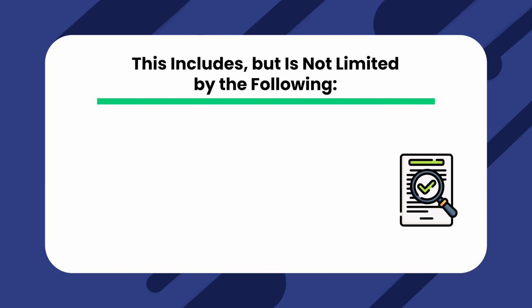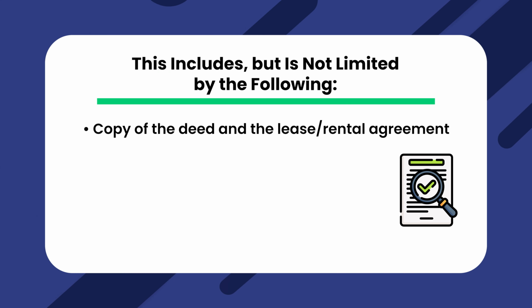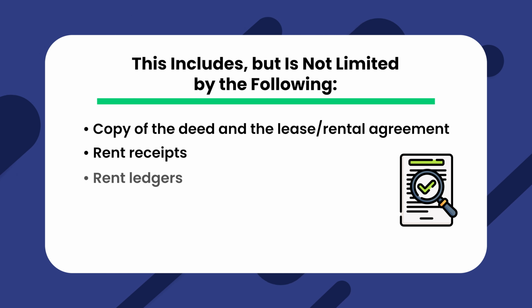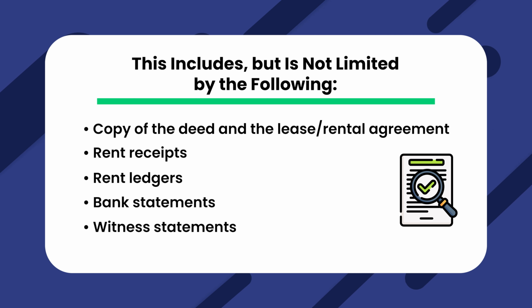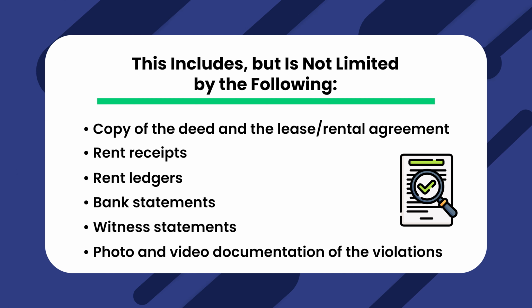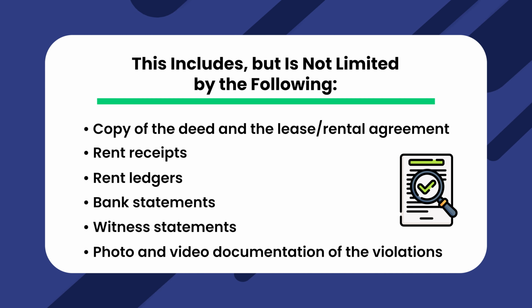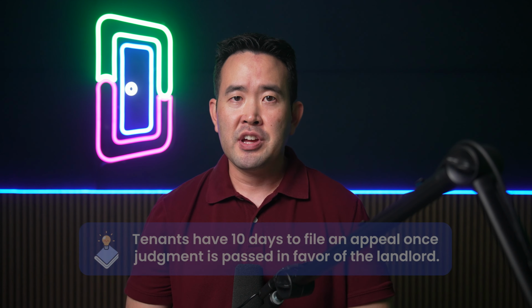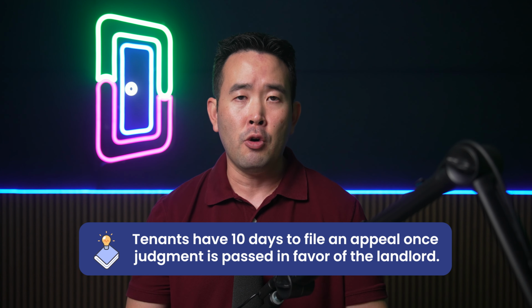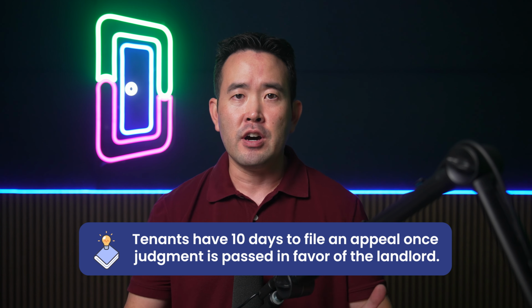During the court hearing in an eviction process in Tennessee, the landlord has to support their claim with evidence and show it to the judge. This includes, but is not limited to, the following: a copy of the deed and the lease rental agreement, rent receipts, rent ledgers, bank statements, witness statements, and photo and video documentation of the violations committed by the tenant. An eviction hearing is scheduled at least 6 days after the tenant received the detainer warrant. Tenants have 10 days to file an appeal once judgment is passed in favor of the landlord.